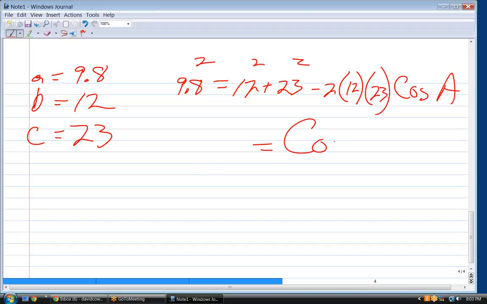Okay, 9.8 squared is 96.04. I don't know what 23 squared is. 529. And 24 times 23 is what? That is 552.